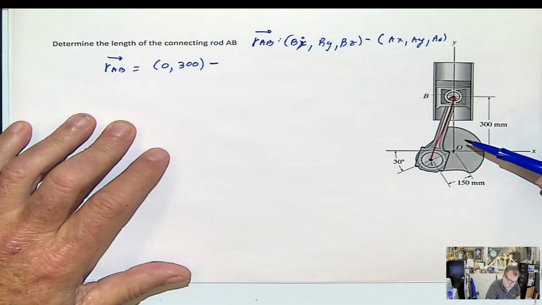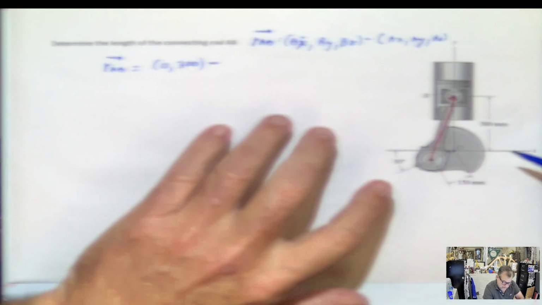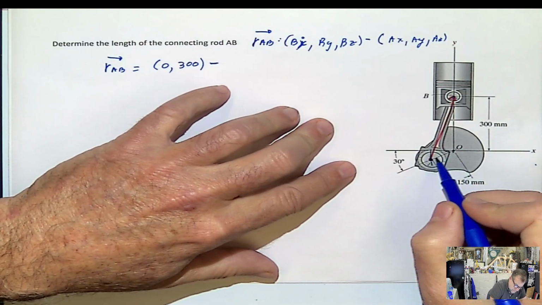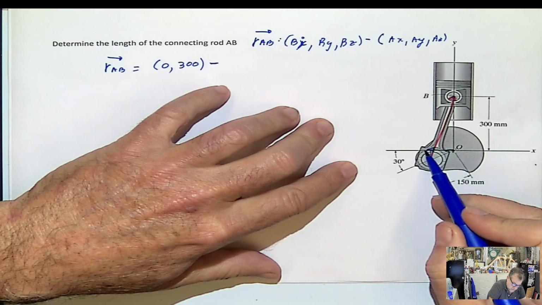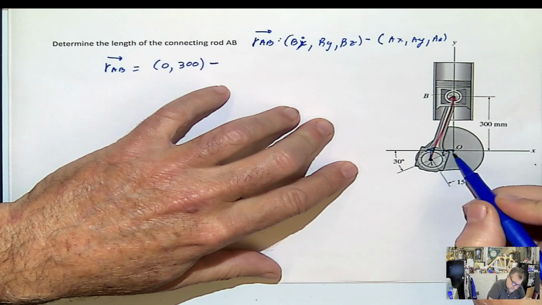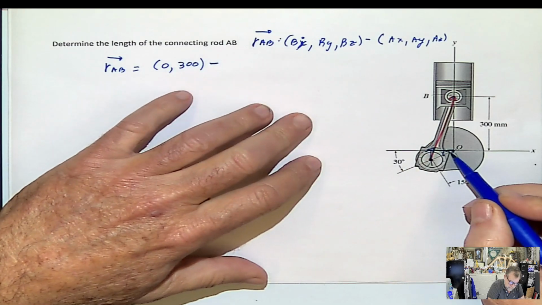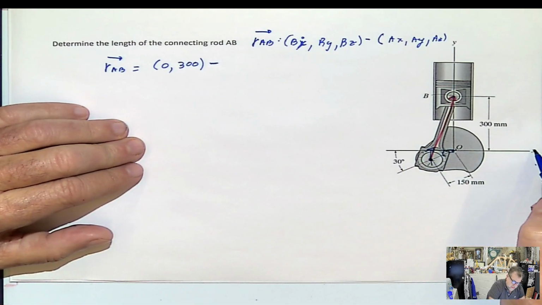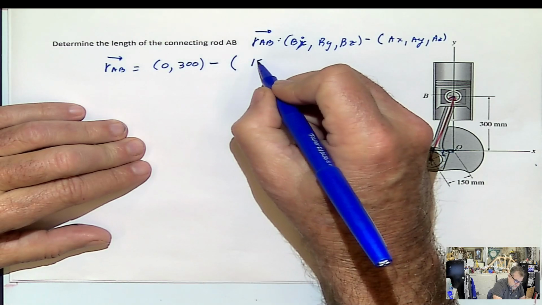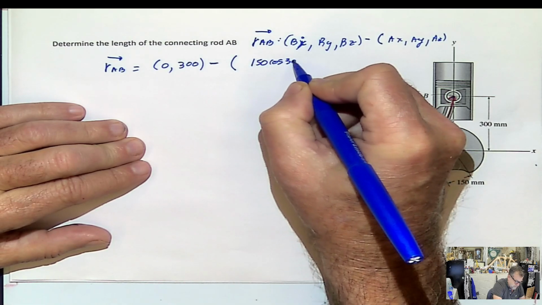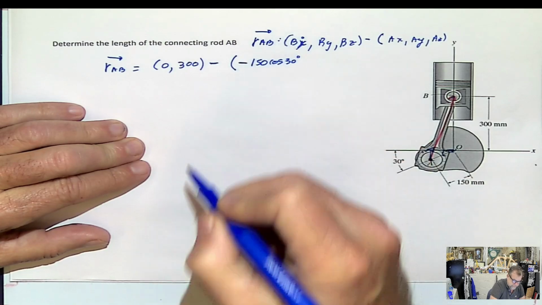And then I'm going to find the coordinates of the point A. The coordinates of the point A in the x direction: the x direction is this distance from here to here. What is that distance? Well, we know this angle is 30, and we know this distance is 150. Because this is adjacent to the angle, that coordinate in x will be 150 cosine 30. But remember, it's to the left of the origin, so it's going to be negative.